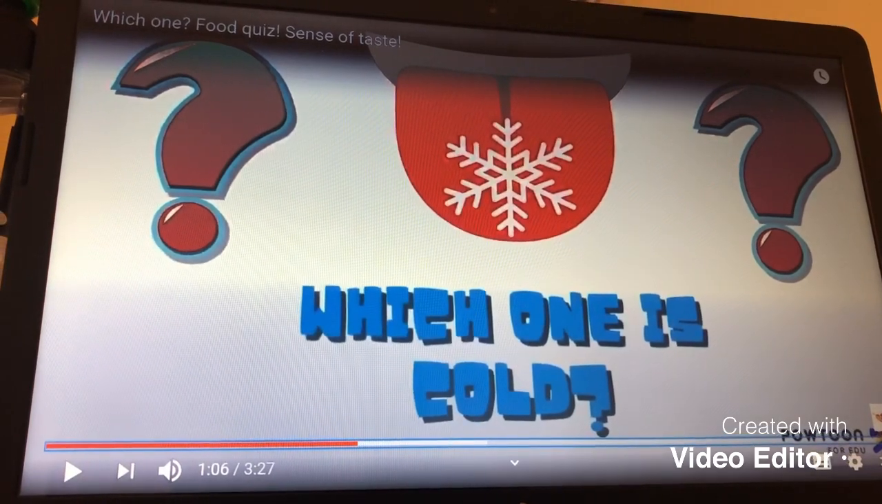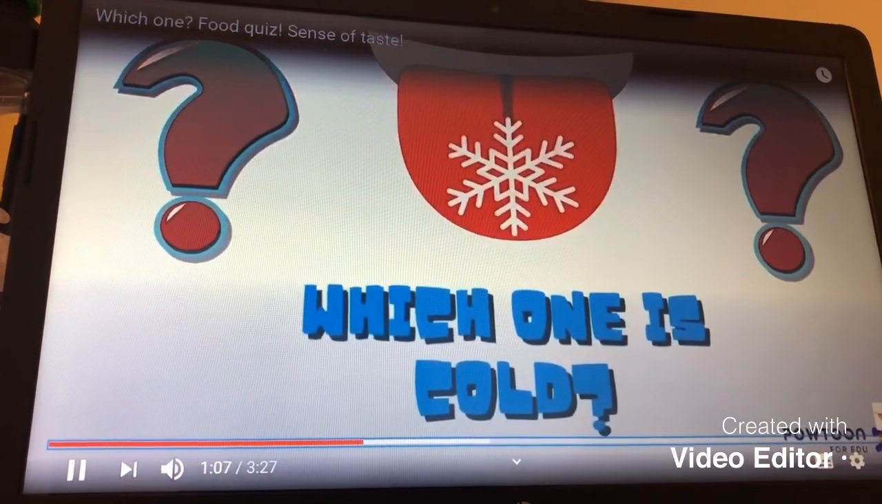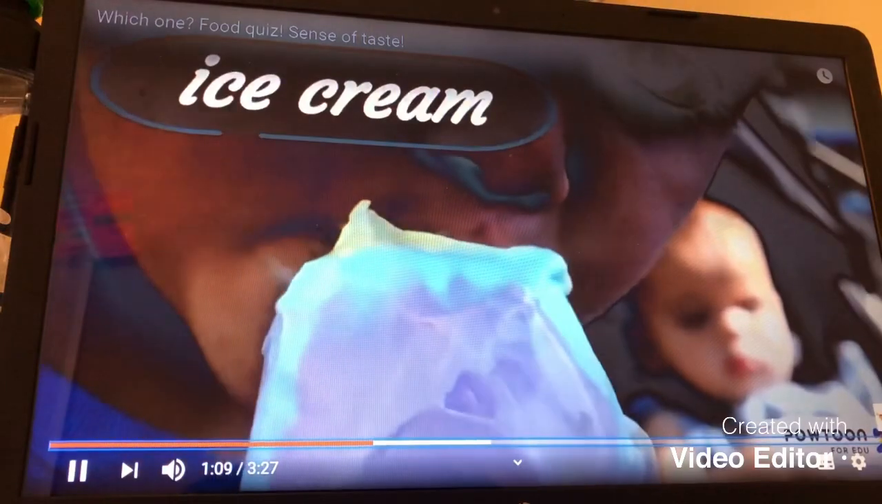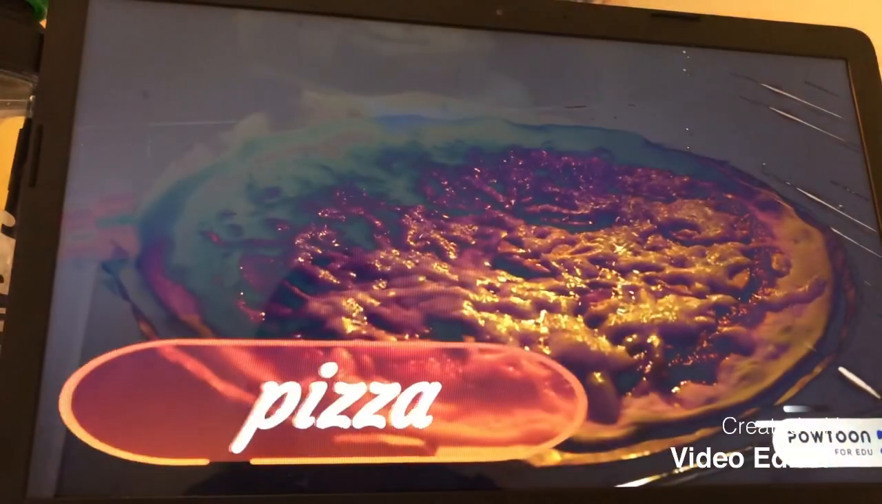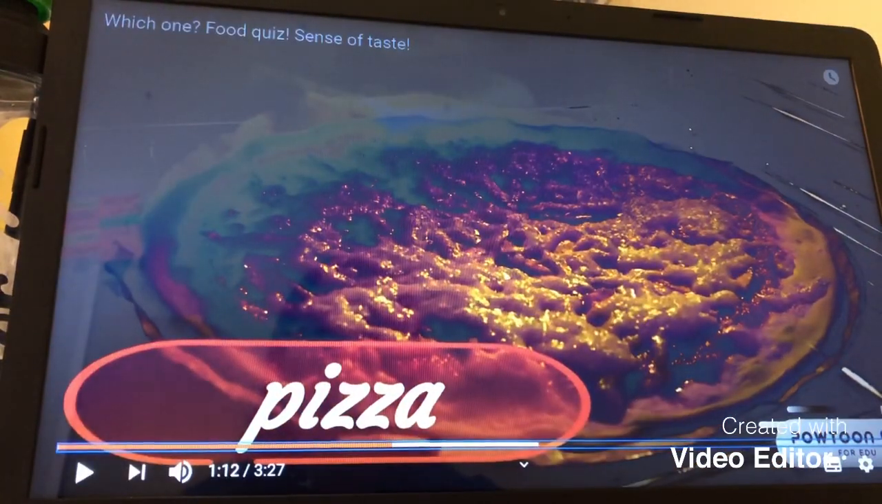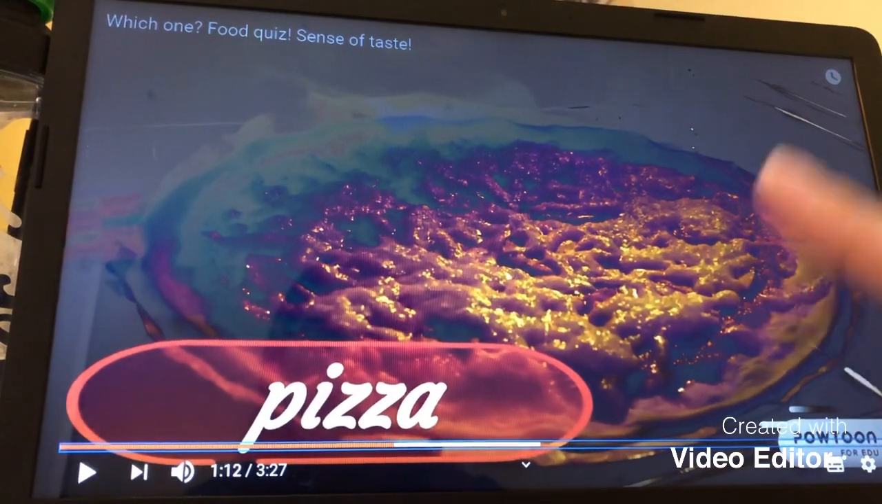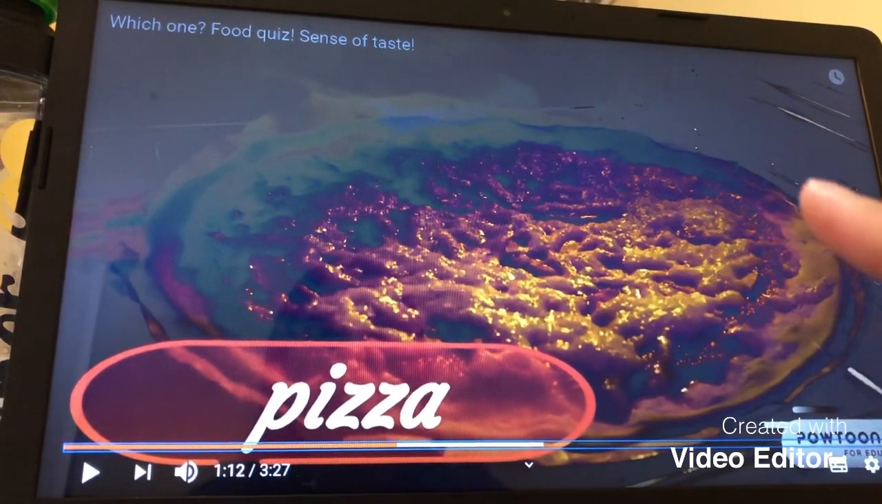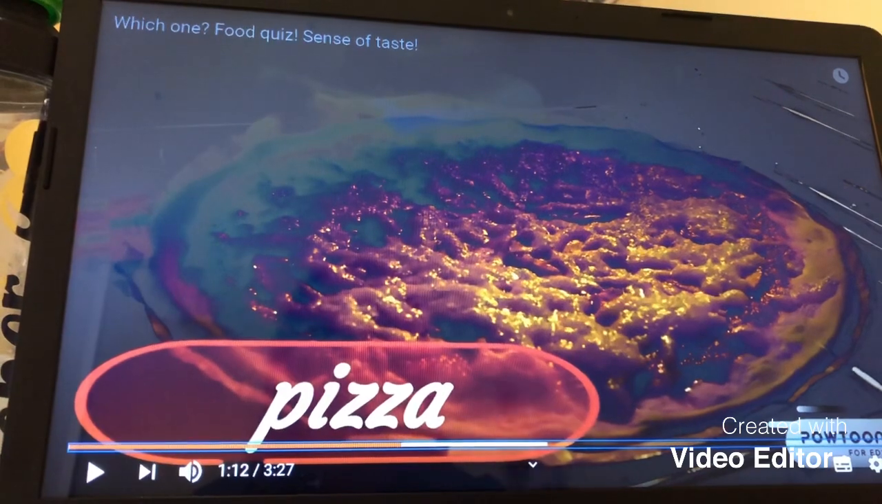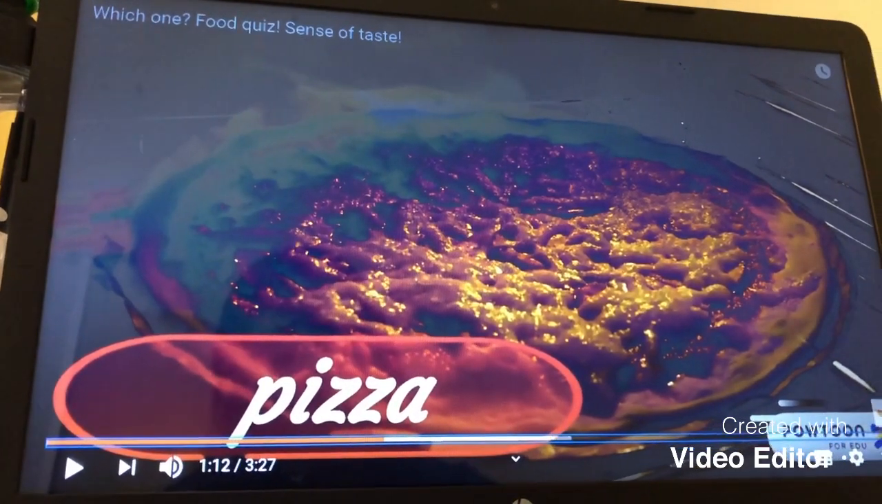Which one is cold? Is it going to be the ice cream, or is it going to be the pizza? That is super easy. You have to put the answer in your notebook. The ice cream is cold, or the pizza is cold. Which one is the correct one?